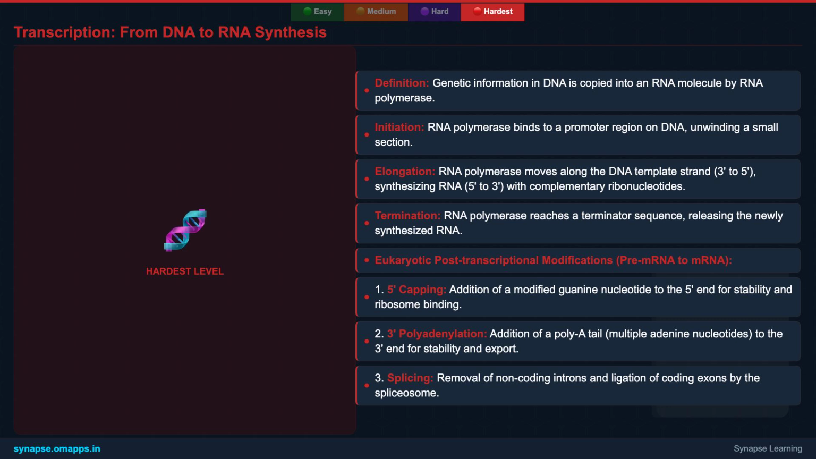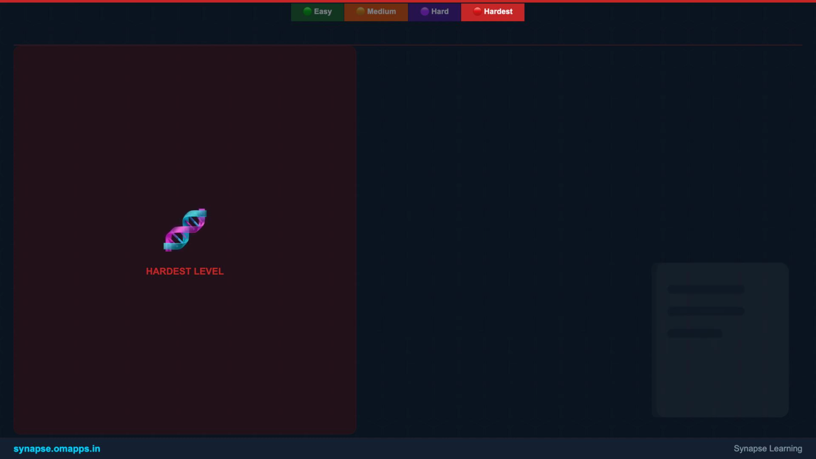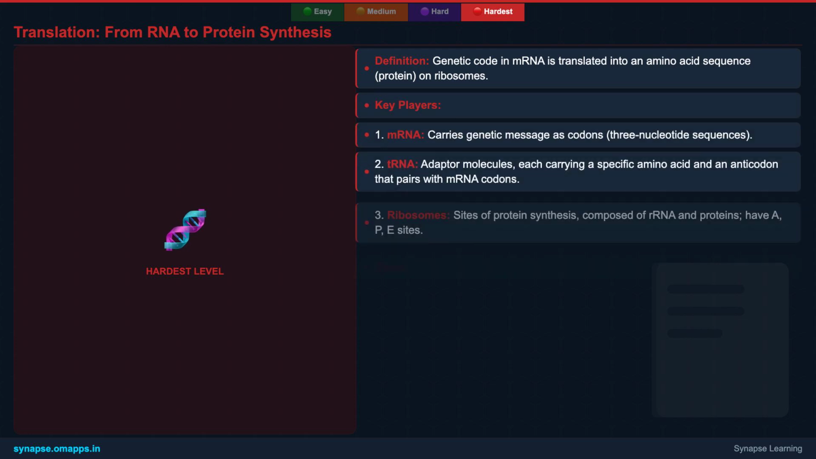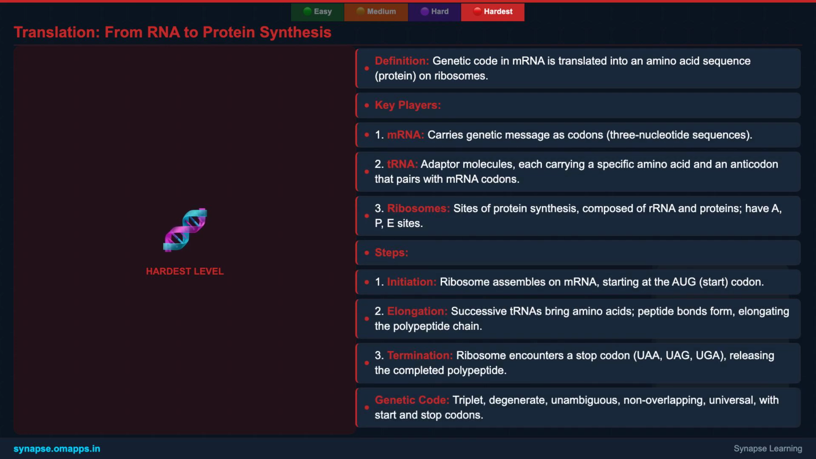These modifications are essential for mRNA stability, transport, and efficient translation into protein, ensuring the genetic message is accurately prepared for its next stage. Translation is where the genetic code truly comes to life, converting the mRNA sequence into a functional protein. This complex process occurs on ribosomes, which act as the cellular protein synthesis factories. mRNA carries the instructions in the form of 3 nucleotide units called codons.